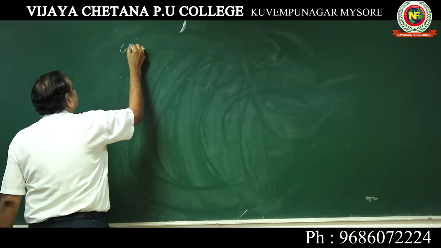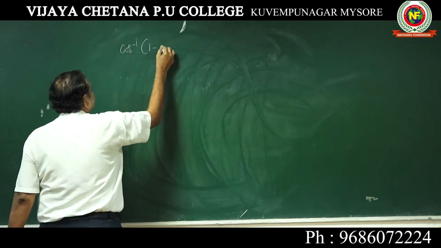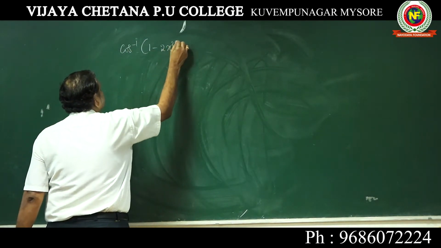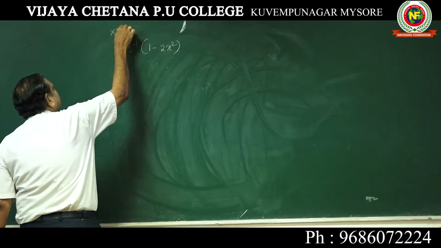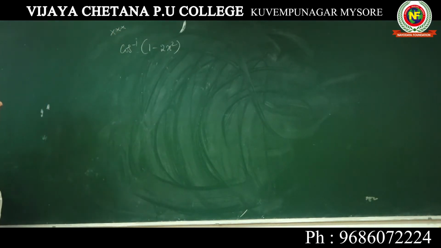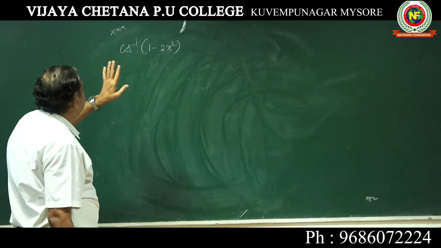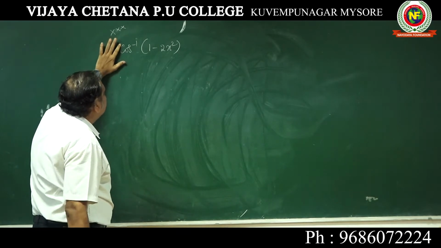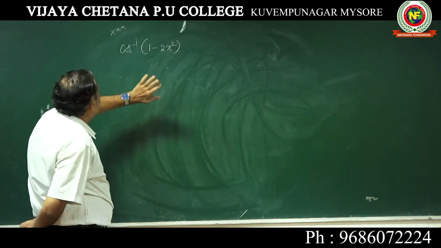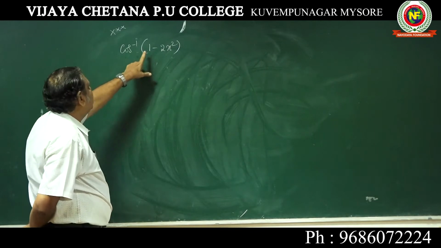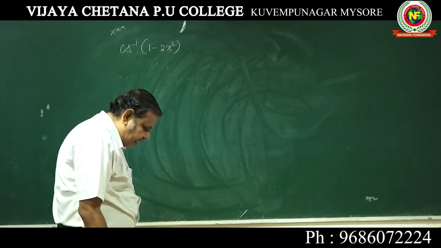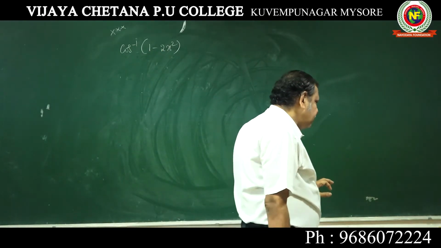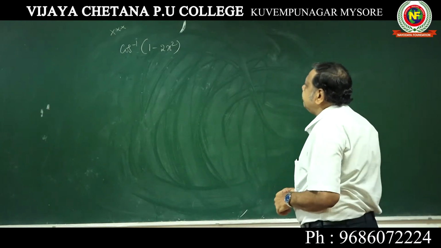Cos inverse of 1 minus 2x square. This is also an important problem. Here, when you are differentiating this one, you should not put x equal to cos theta. Suppose you put x equal to tan theta, that is ruled out. If x is equal to cos theta, 1 minus 2 cos square theta, there is no formula for 1 minus 2 cos square theta.